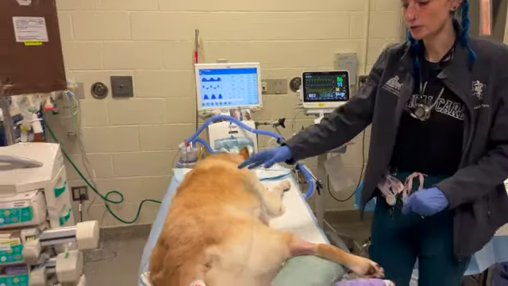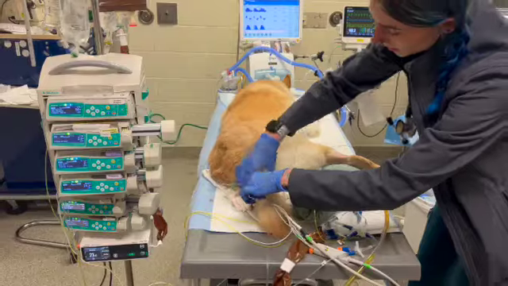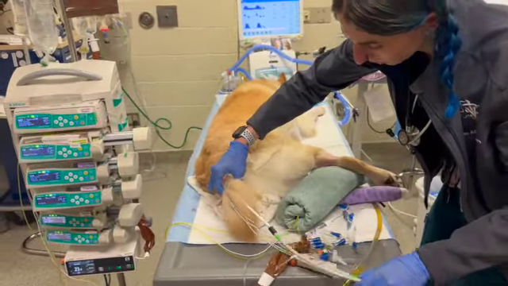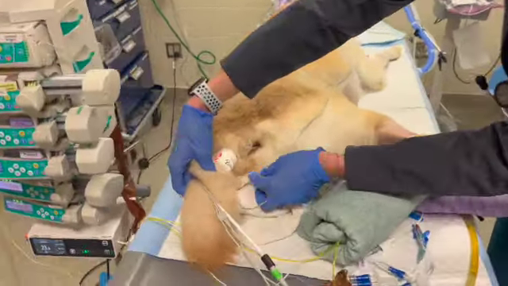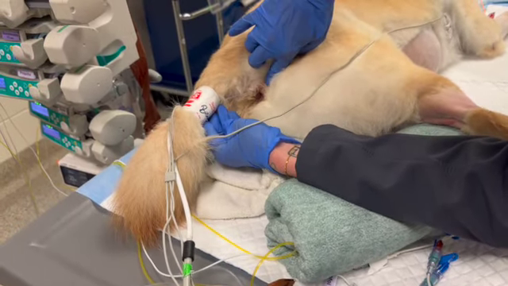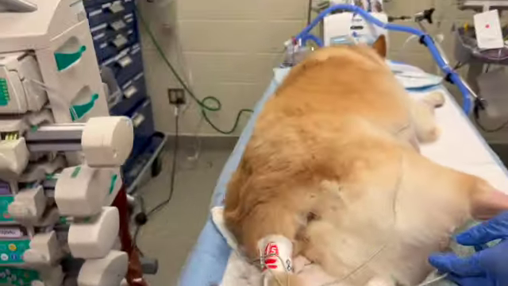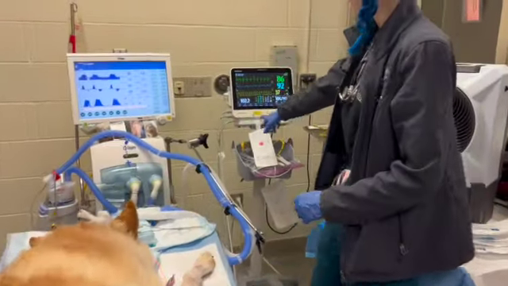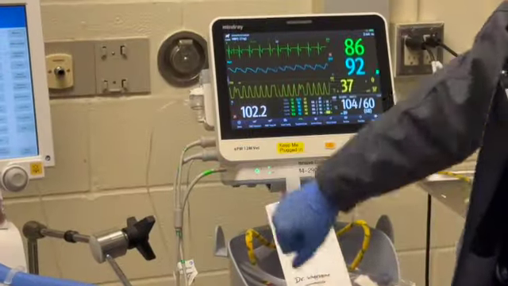And then we have our temperature probe that we have tucked in with our blood pressure cuff, but it is currently in the patient. We have a temperature probe on it, and then it is just connected to the machine, and then it's reading our temperature here.